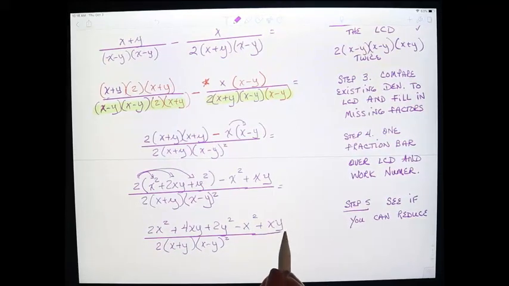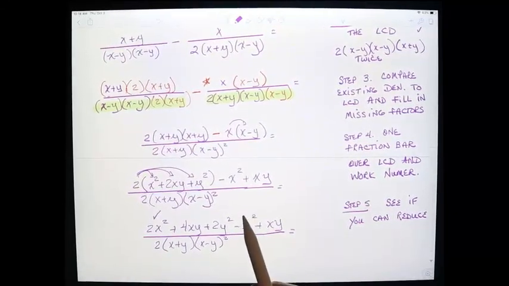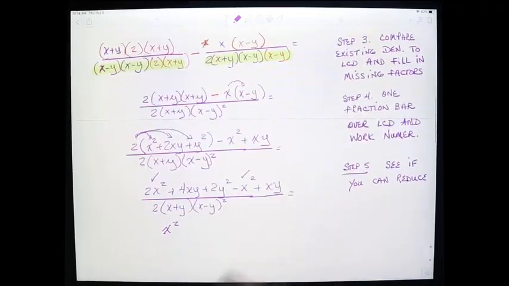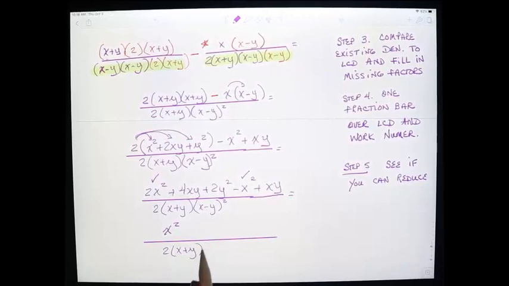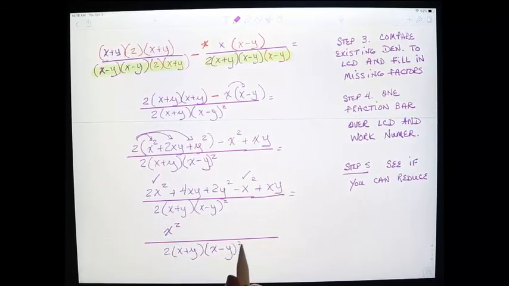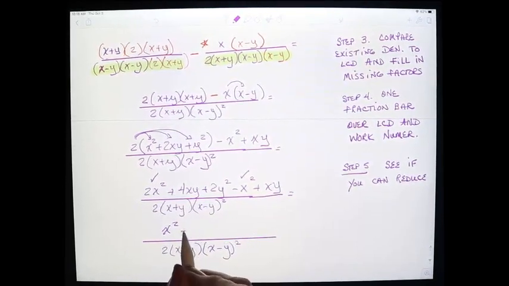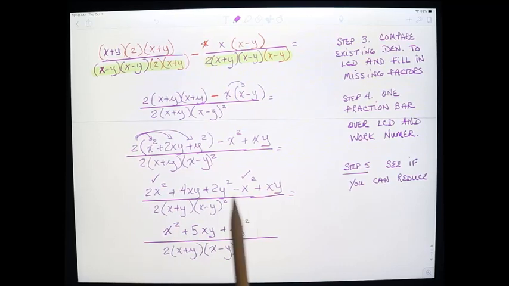All right, we're almost done. So now we're going to combine the like terms up here. So here's a 2x squared positive and a negative 1x squared. So that's going to give me an x squared. And I see a positive 4xy and a positive 1xy, which brings me to a positive 5xy. And then on the end, I see the positive 2y squared. Did I account for everything? I got the x squareds, I got the xy's, and I got the y squared.